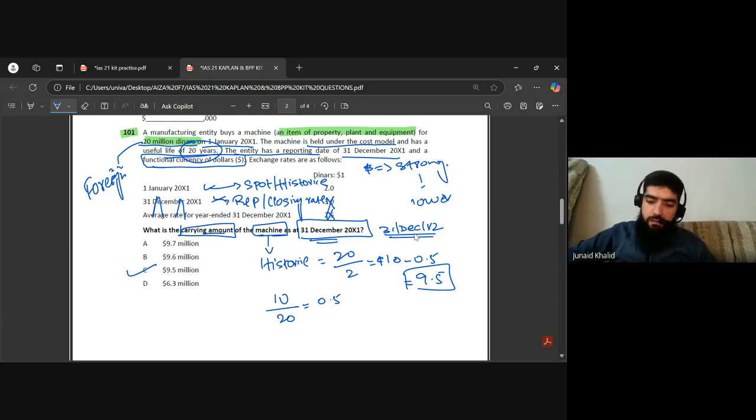Excellent. Perfect. What we'll do, we'll calculate the depreciation for another year, and that will always be equal. That is 0.5. So the carrying amount would be 9 million. Are you getting my point? Yes. So this is what you have to do.